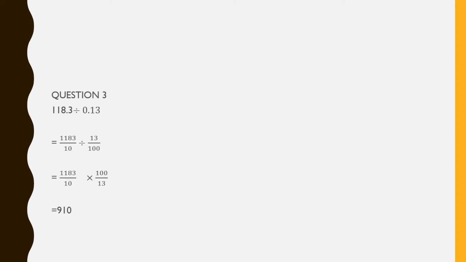So, 1183 by 10 divided by 13 by 100, which is equal to 1183 by 10 into 100 by 13. Solving further, we get 910 as the answer, as 13 into 91 is equal to 1183 and 10 into 10 is equal to 100. Then 91 into 10 is equal to 910.